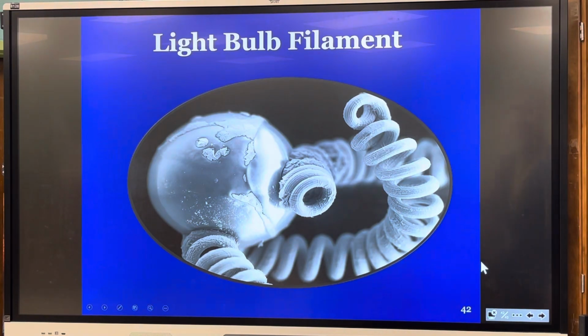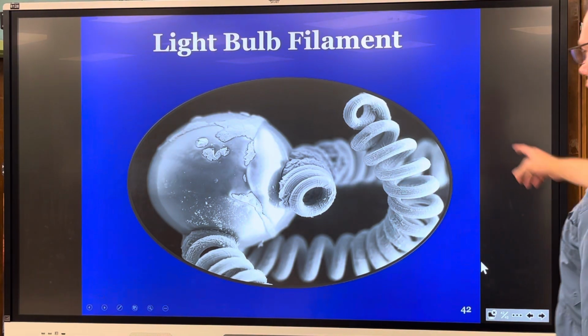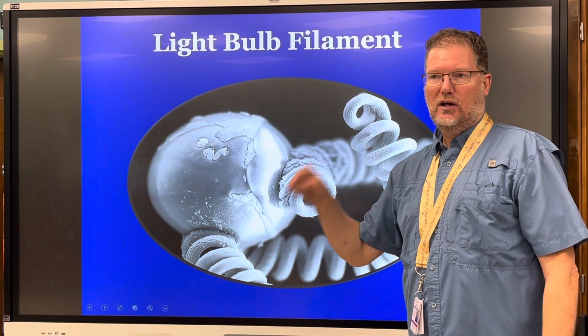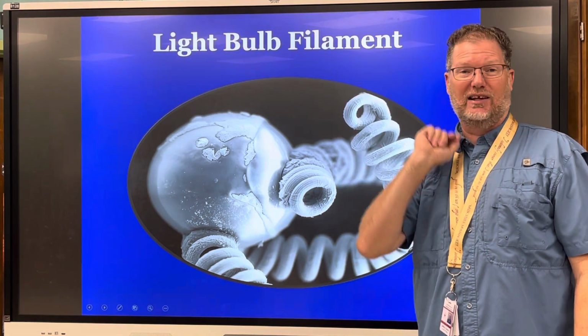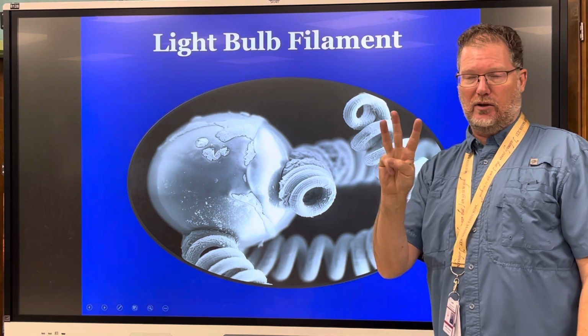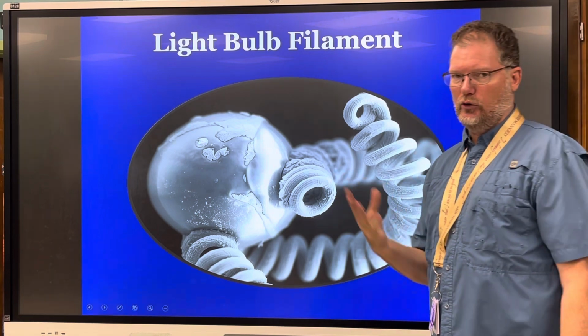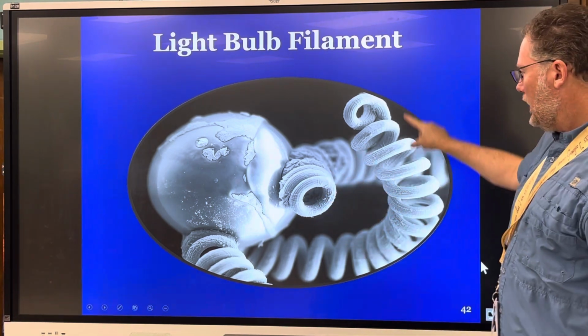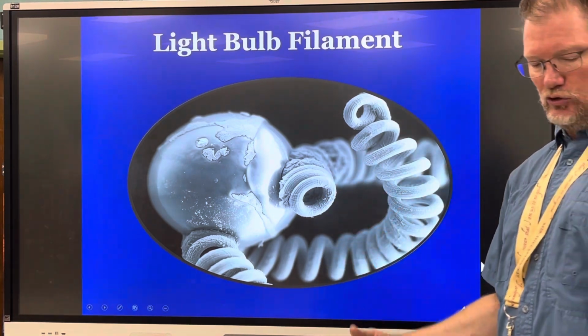Light bulb filament, which is a metal called tungsten. I actually have some in the periodic table of the elements over there. It's abbreviated by the letter W. Don't ask me why. So anyway, this is the kind of pictures you can get with that.